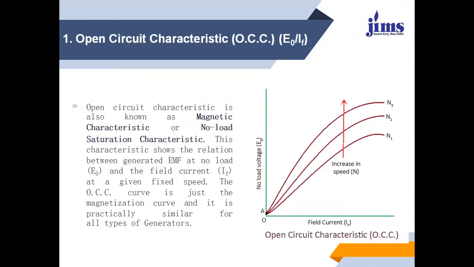First, we will discuss the open circuit characteristic, which is between the output EMF and the field current. The open circuit characteristic is also known as the magnetic characteristic or the no load saturation characteristic. This characteristic shows the relation between the generated EMF at no load and the field current at a given fixed speed. The speed of the generator will be kept constant. The OCC curve is just the magnetization curve and it is practically similar for all types of generators.